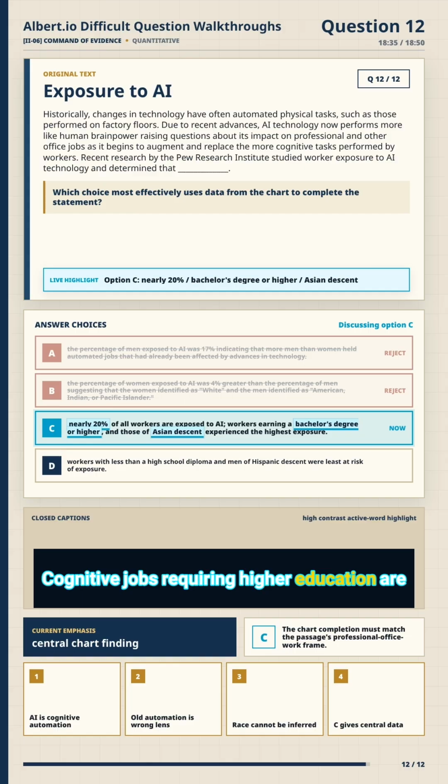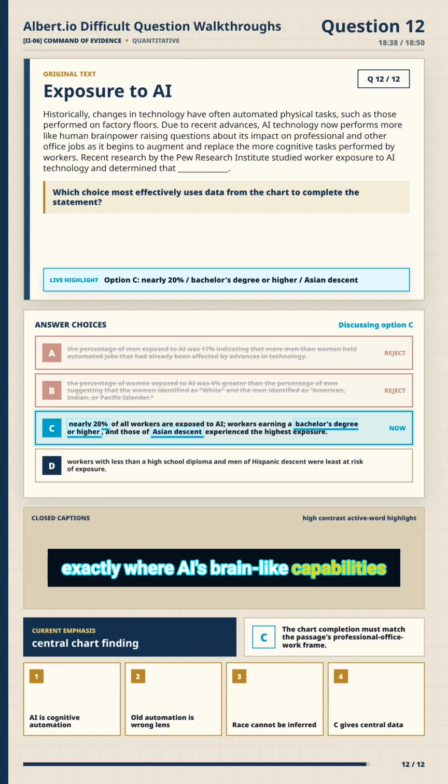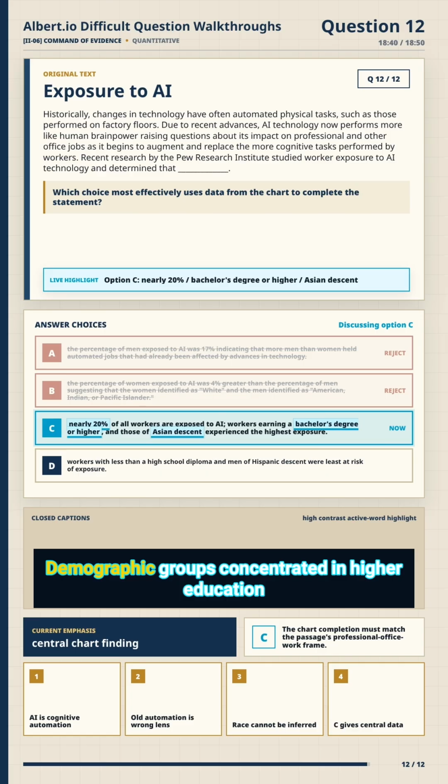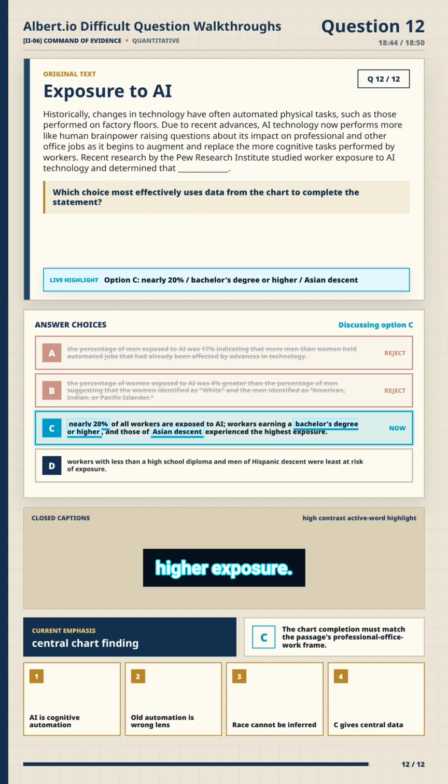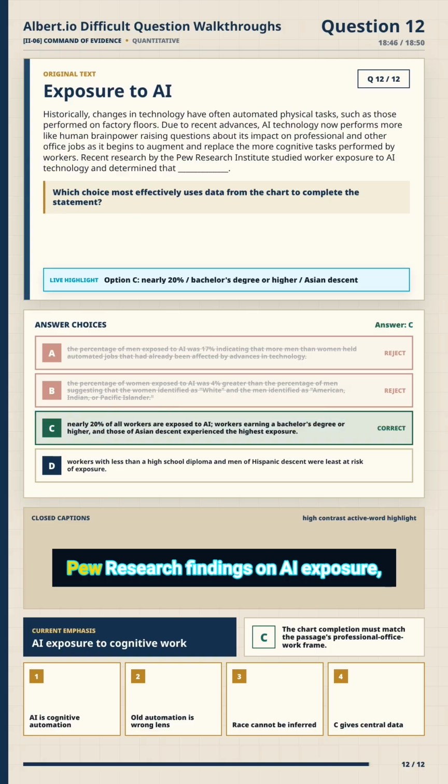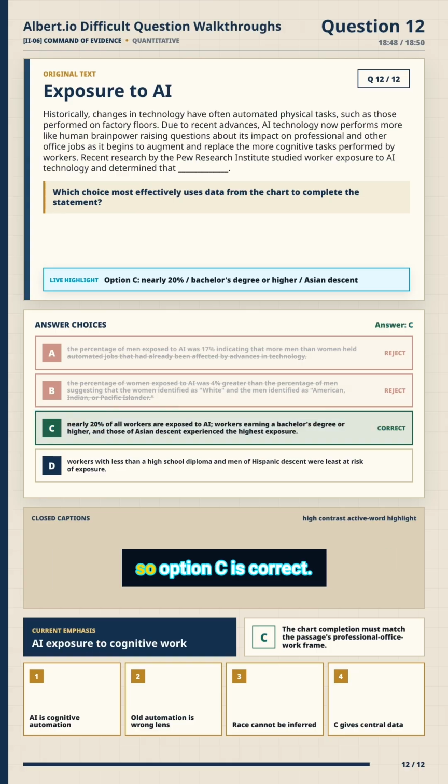Cognitive jobs requiring higher education are exactly where AI's brain-like capabilities have the most reach. Demographic groups concentrated in higher education and professional fields would therefore show higher exposure. This is also consistent with the actual Pew Research findings on AI exposure, so option C is correct.